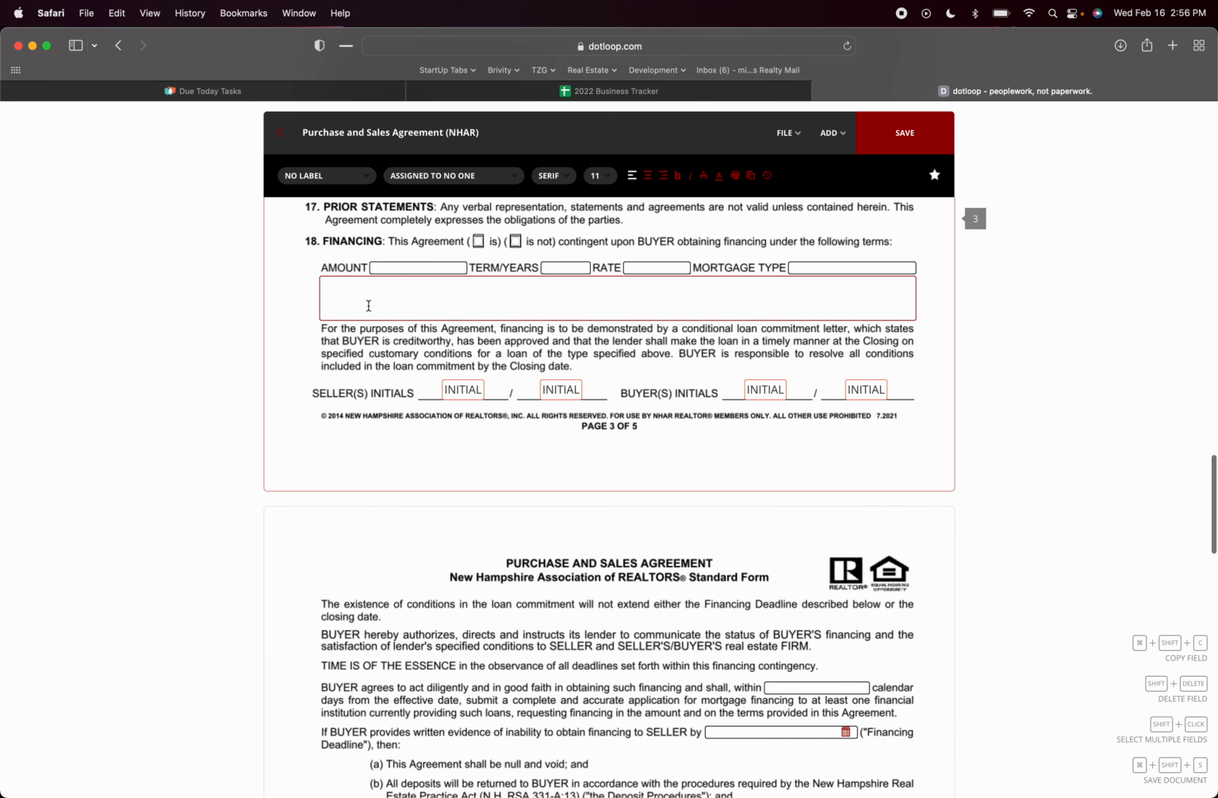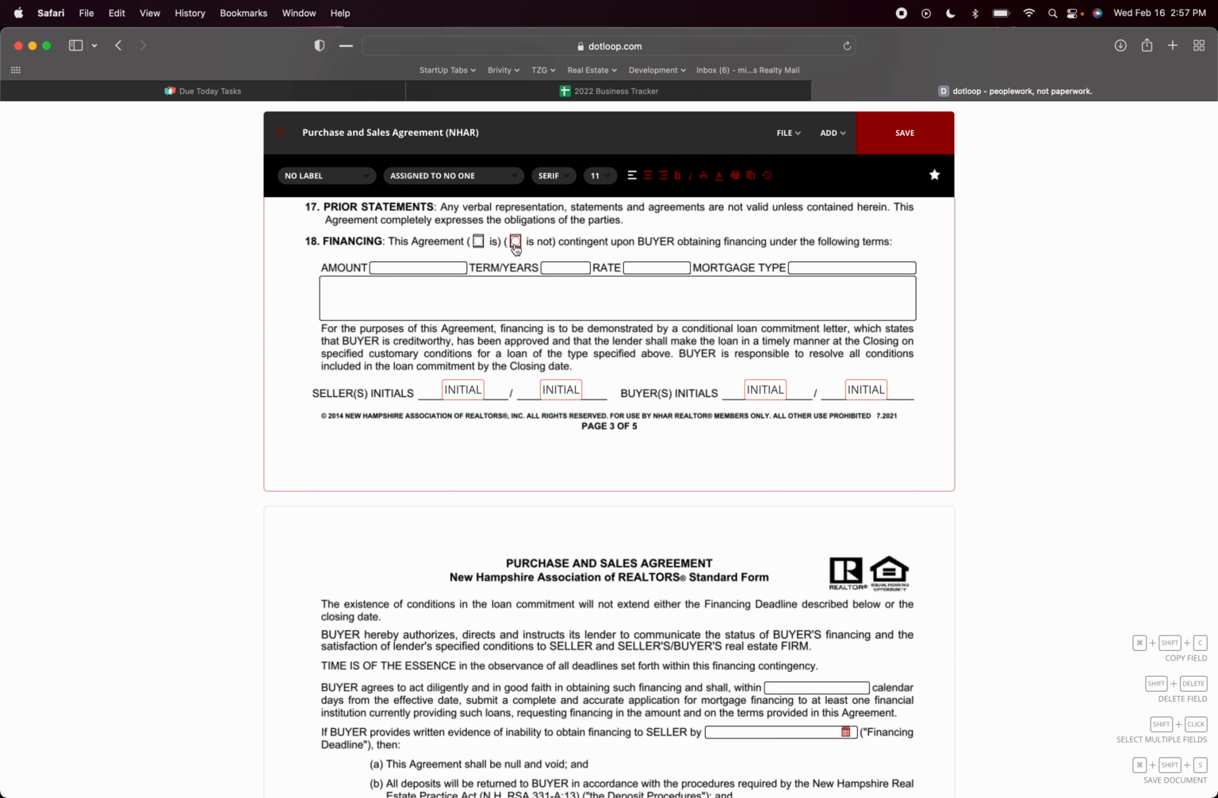Financing. This is where the buyer discloses what type of financing they are using to purchase the property. This agreement is or is not contingent upon the buyer obtaining financing. Something to keep in mind here: if the property is contingent on financing, that's pretty self-explanatory and straightforward. You're going to fill out the remainder of this section because it's contingent on financing. If it is not contingent on financing, a lot of agents understand that to mean that the purchase is cash.